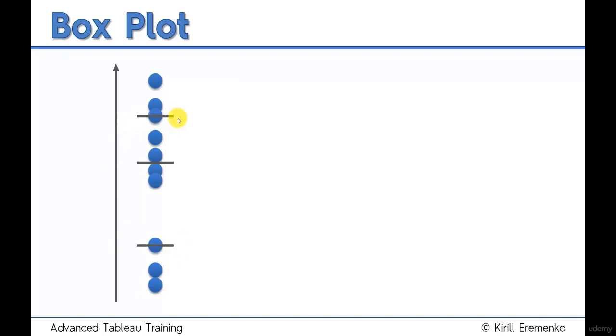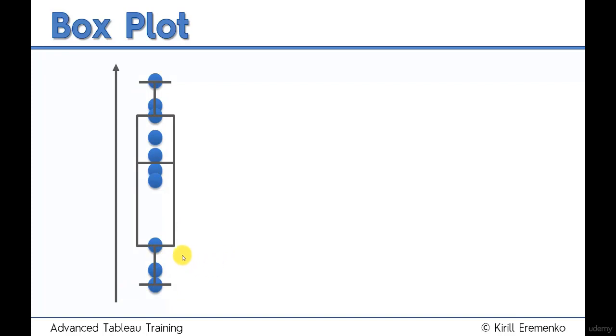Now, if we replace these lines with a box, we are slowly starting to create our box plot. Now, all we have to do is plot the whiskers. So the whisker goes all the way up to the top one over here, and the other whisker goes all the way down to the bottom one here.